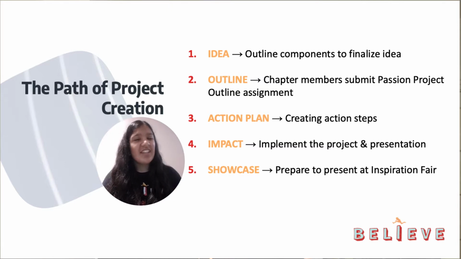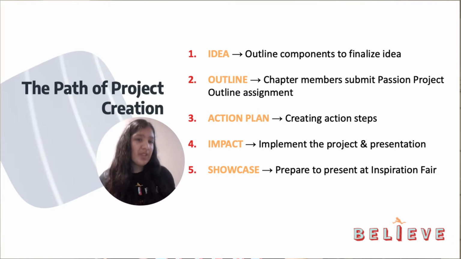So the first is the idea, and this is where a student will brainstorm an idea for their passion project and outline components to finalize the idea, which leads into the second component, which is the outline. And this is where chapter members submit a passion project outline assignment, which contains not just their idea very vaguely, but also due dates that they set for themselves and specific details to hold themselves accountable.